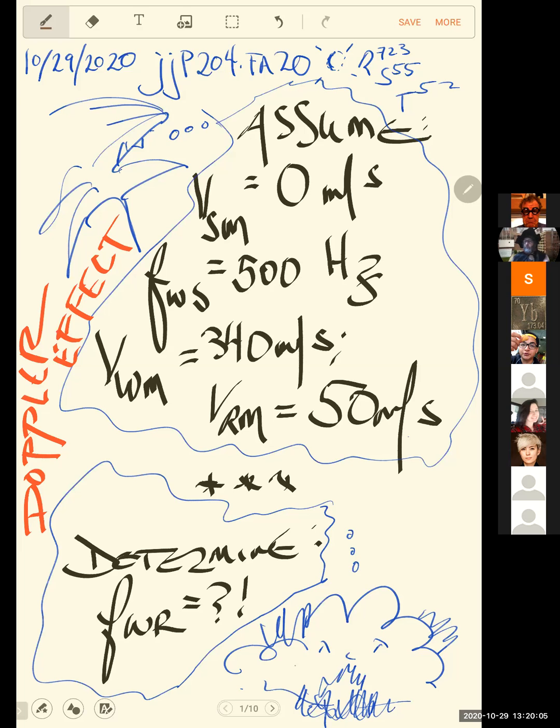The source is sitting still in the medium. V_SM equals 0, meaning the velocity of the source relative to the medium is 0. If we're sending a sound through air, the source, let's say a parked car, is just sitting there playing the horn, fixed in the air. There's no wind or anything like that. That's what V_SM means.